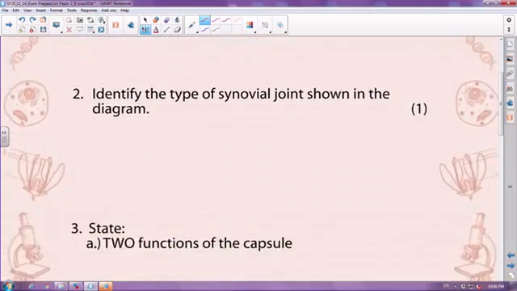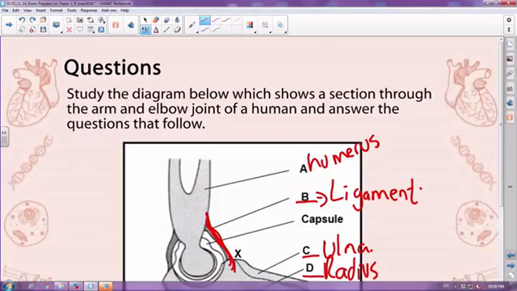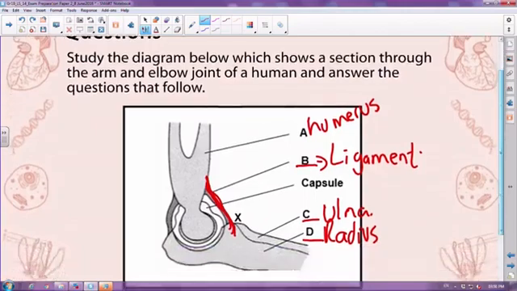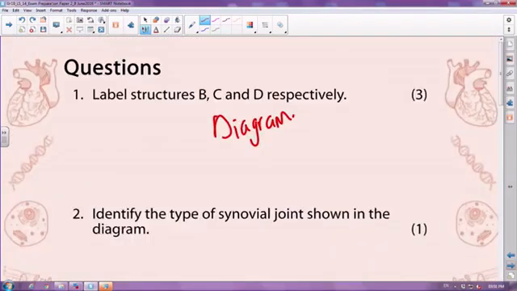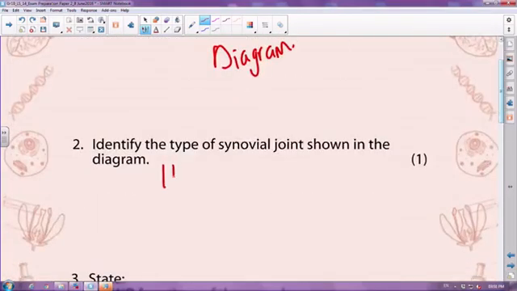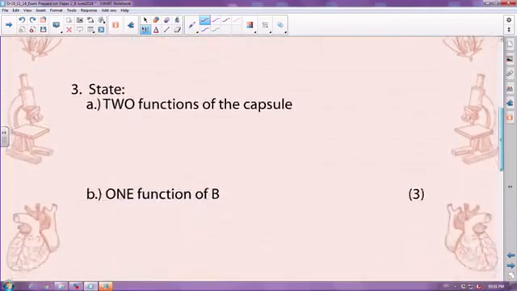Question number 2, identify the type of synovial joint. Now, you need to know your joints, you need to know the different types of joints, and an elbow is an example of a hinge joint. Because it can only move, it can flex or it can extend.